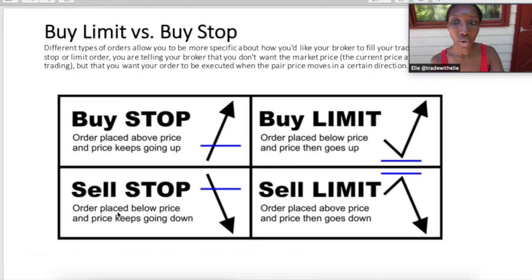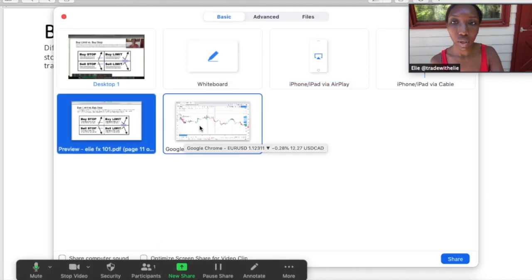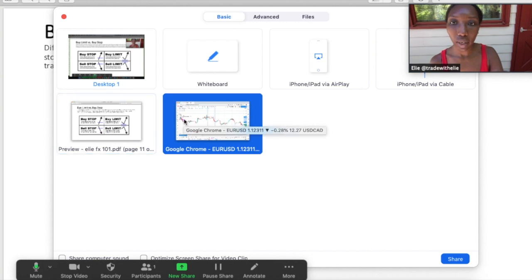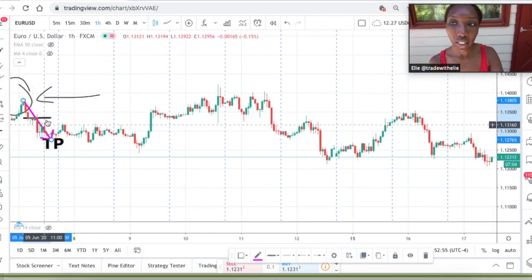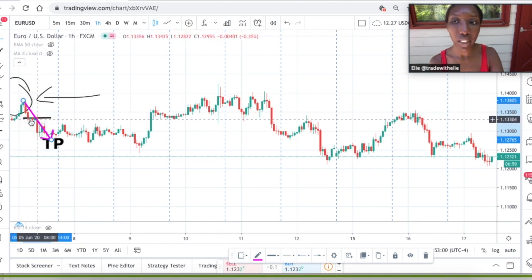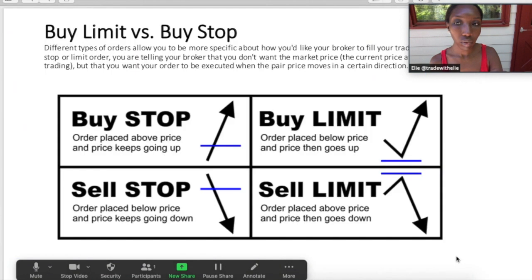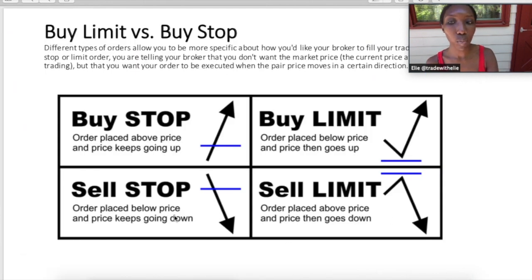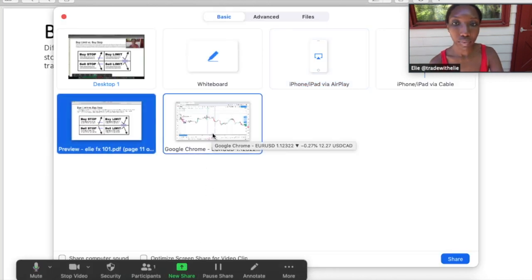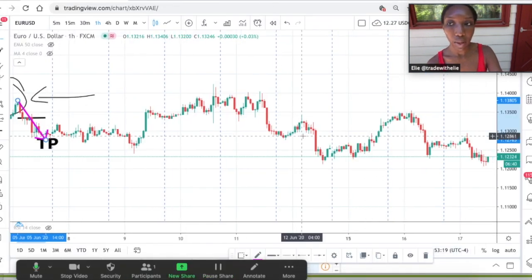Sell stop here. Order is placed below price. So can you show me where our order is? This black horizontal line here is our order, and it's placed below price. So perfect. Order is placed below price and price keeps going down. That is exactly what I showed you. Now let's look at an example of a limit. We're going to do both of them.